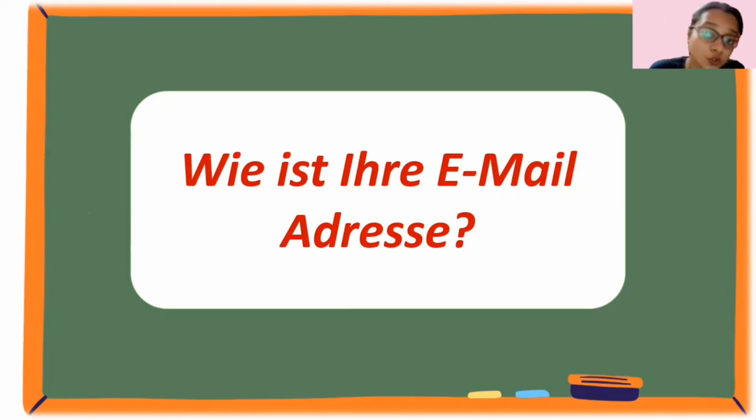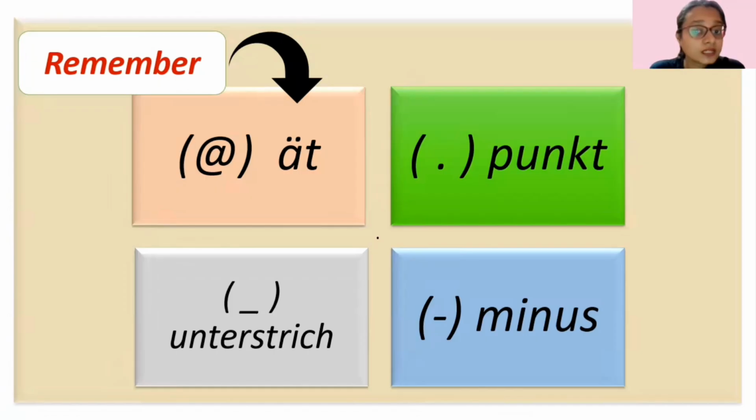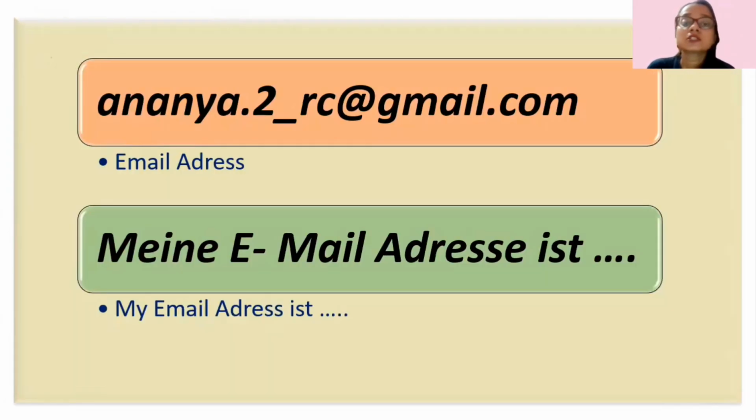Okay, with this, let's do one more. Wie ist Ihre email address? So it means what is your email address? For this, we have to remember these four. At the rate in German is at. Dot, full stop in German is Punkt. Underscore in German is Unterstrich. And minus in German is Minus.